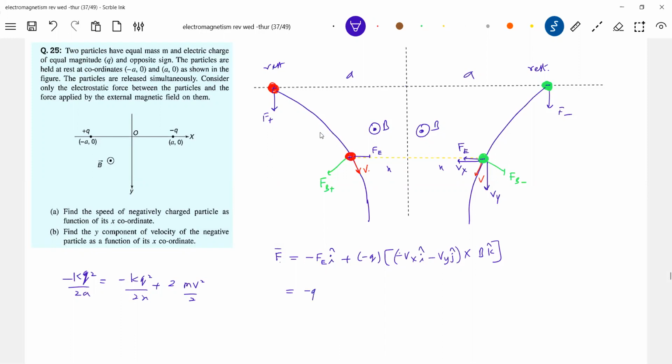So this should be equal to minus QE i cap, i cross k is minus j. So this will become, j cross k will be i, so Vy i cap. So everything will become QE minus BVy into i cap plus QBVx j cap.